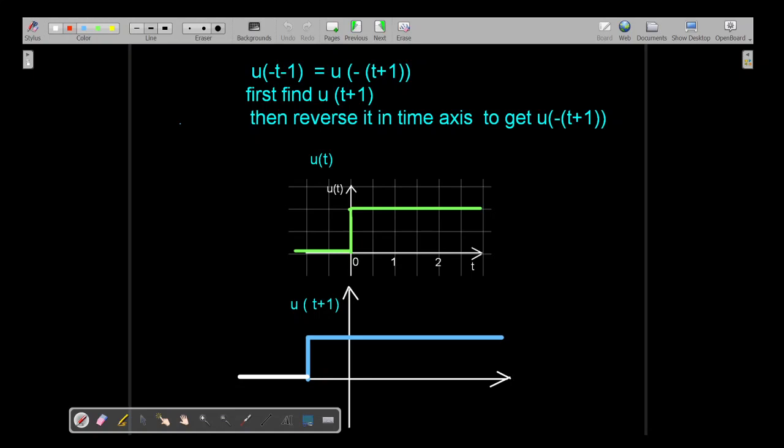So now we'll see how to find u of minus t minus 1. We want to find u of minus t minus 1 and we need to represent it graphically. Here I can take this minus outside, so this can be written as u of minus of t plus 1. First we can find u of t plus 1. So u of t plus 1 means we know that it is an advanced function.